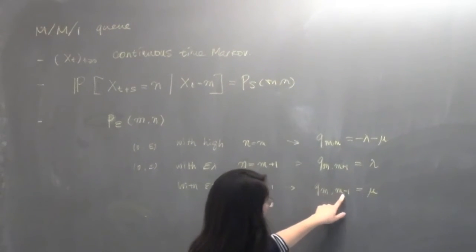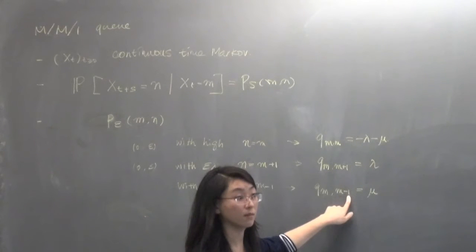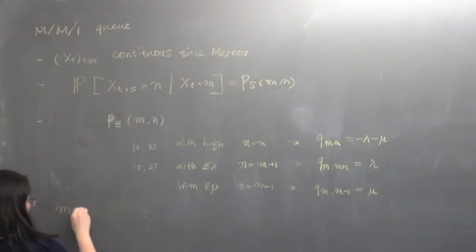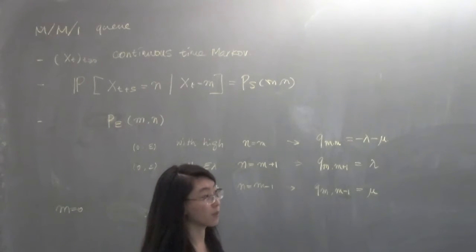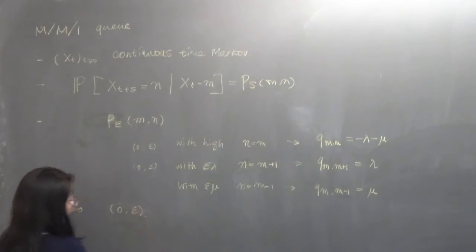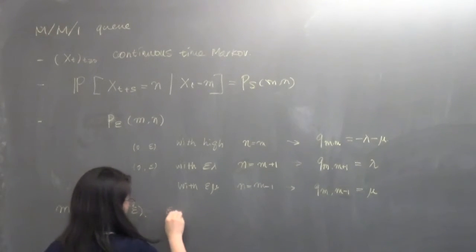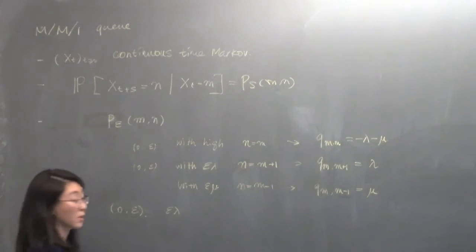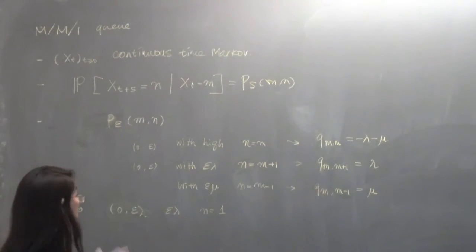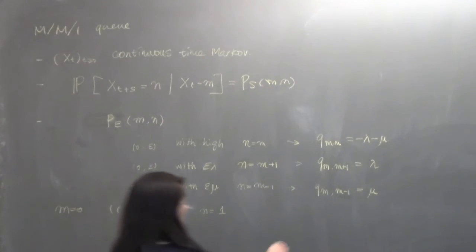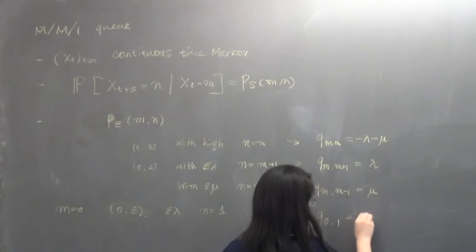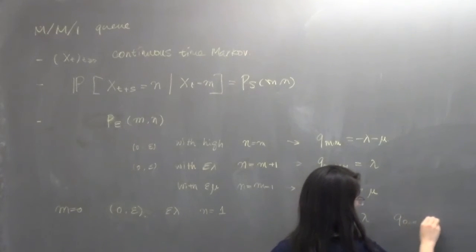The only point we need to take here is that we assume m is greater than 1. If m is 0, there is a difference. So what happens? m is 0 means there's no customer at time 0, and within this epsilon interval, it is with probability epsilon lambda that there is a new customer. Since there's no customer before, the customer count can't decrease. So if m is 0, then Q01 is lambda, and Q00 is just minus lambda.